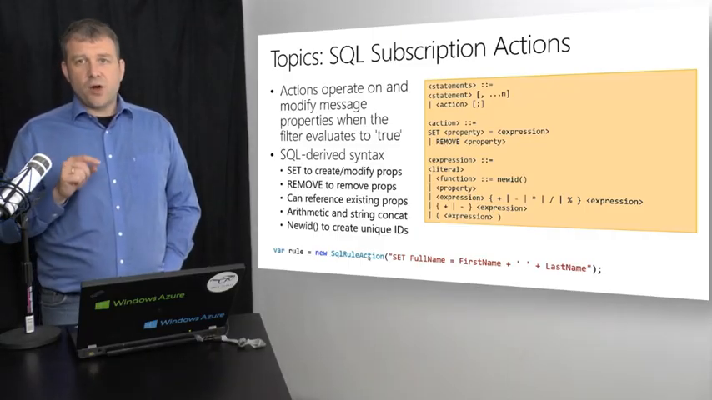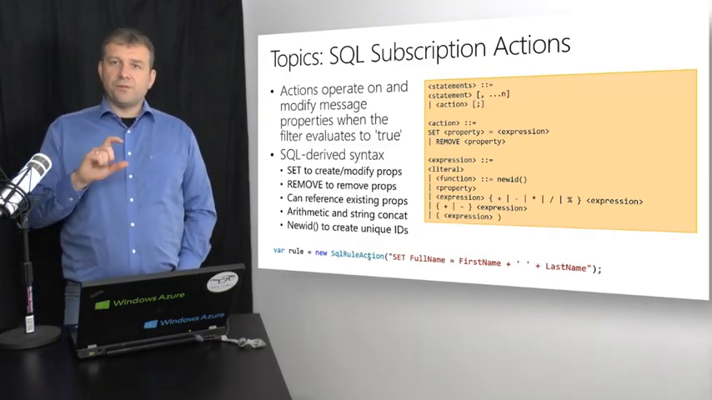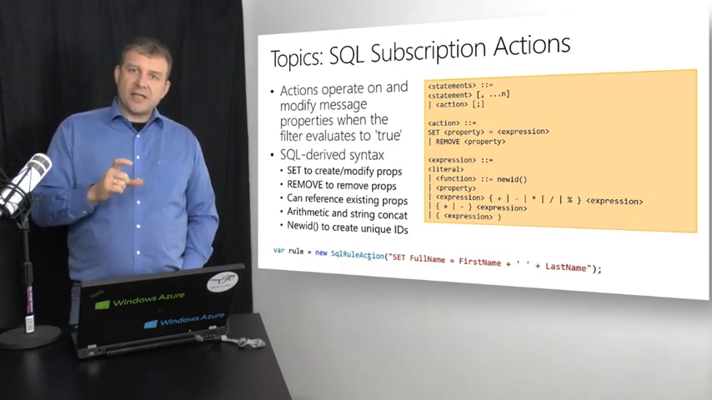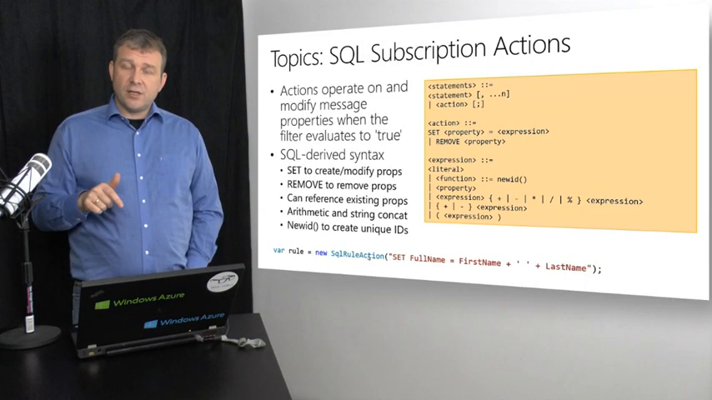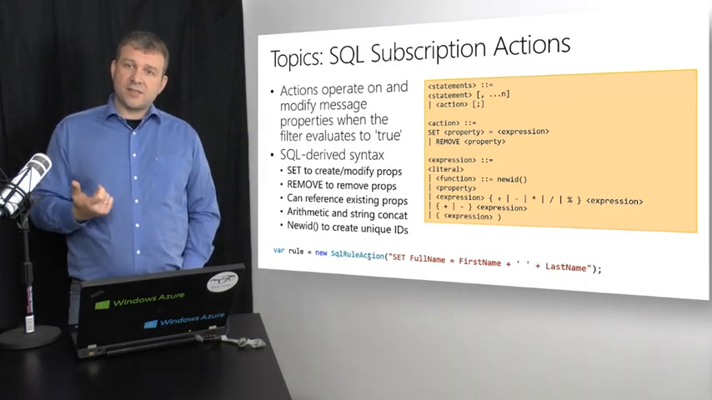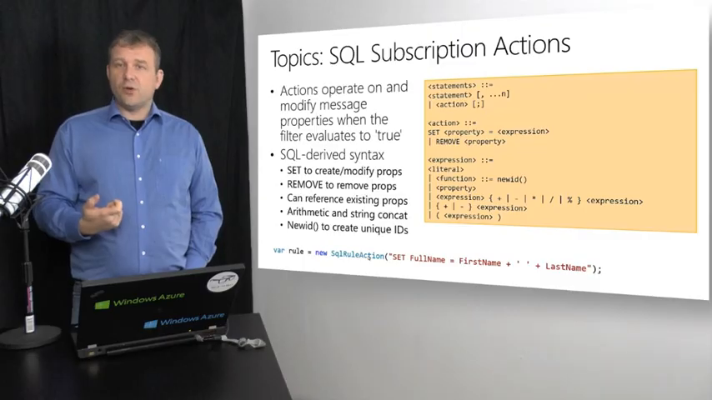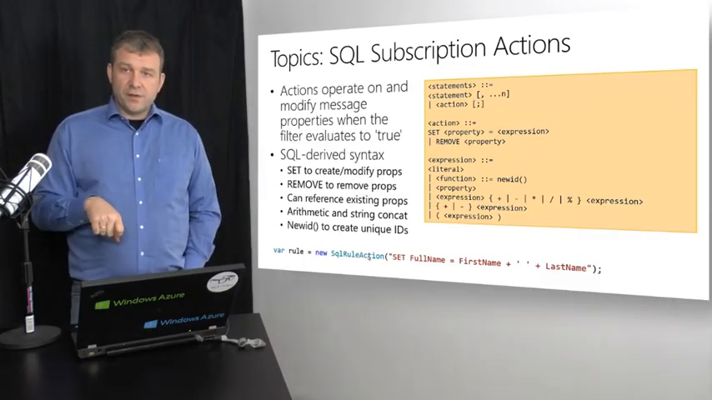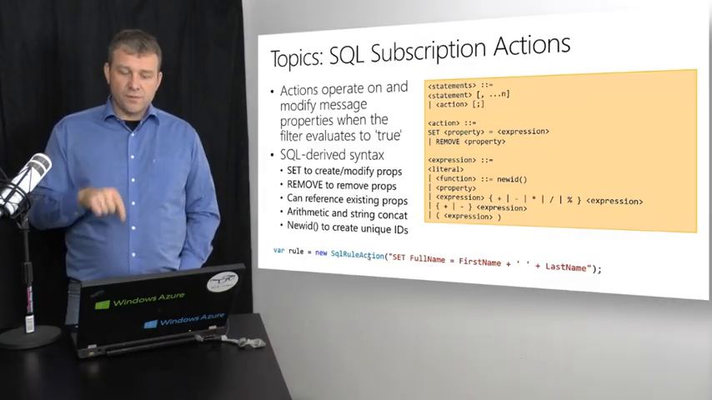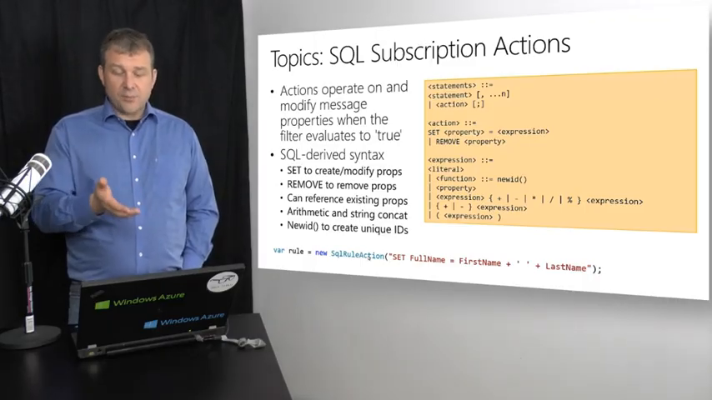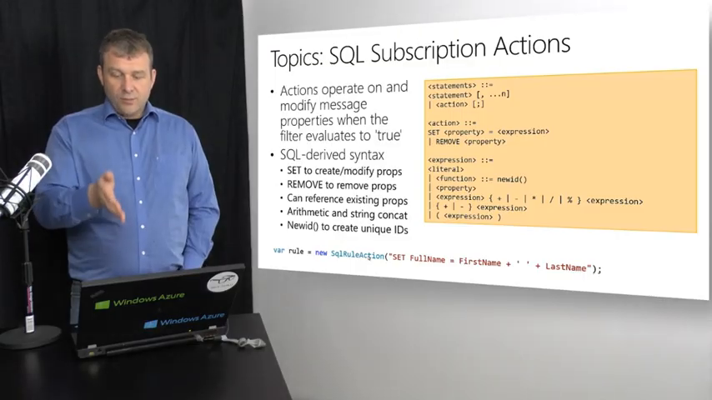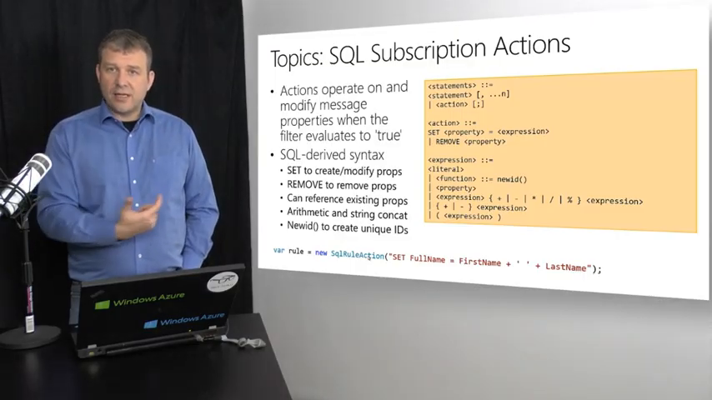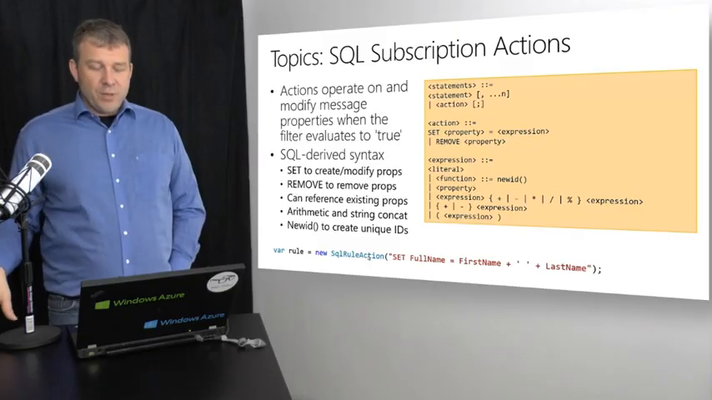So if a rule's filter matches, the action gets executed, and you can either set a property, which means you can create one and assign something to it, or you can override the value of one, or you can remove an existing property. So you can say remove property name, or you can say set property name, set full name equals first name plus space plus last name. So you can effectively create a new property based on existing properties.